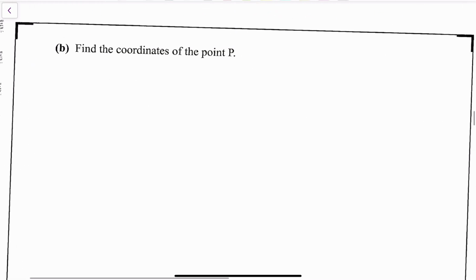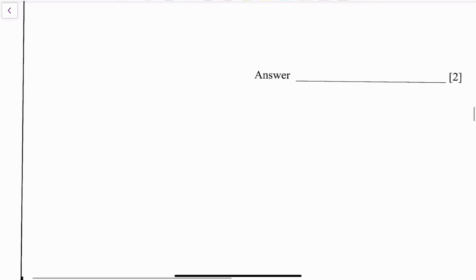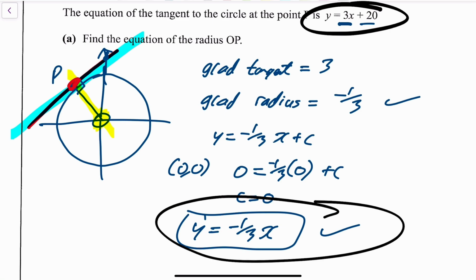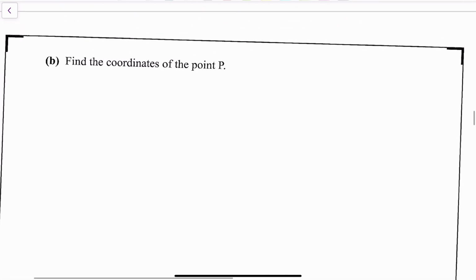It says next, find the coordinates of P. Okay, let's think about P. Right, there's your tangent. And there was your radius. And P is here. It is where those two lines intersect. So we've got this line, the tangent, and we've got this line for the radius. We're going to put those two lines equal to find our point P.